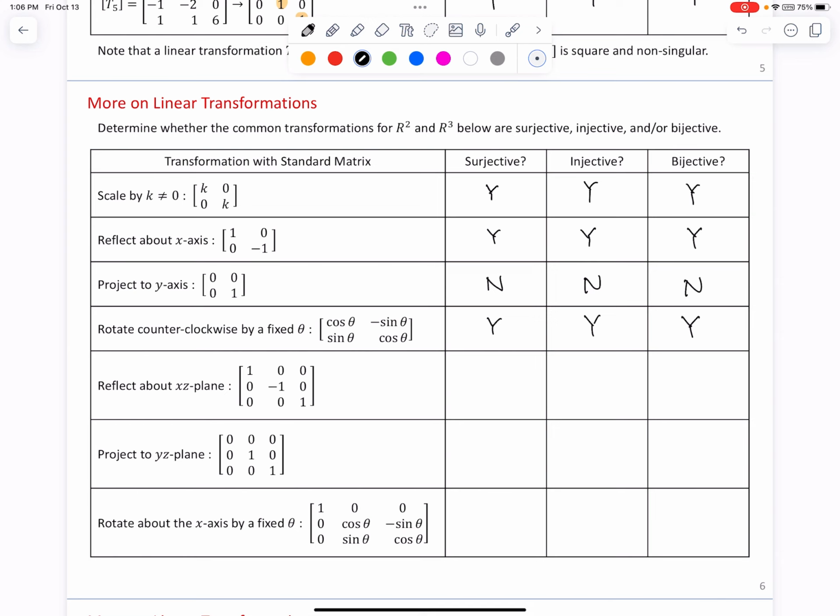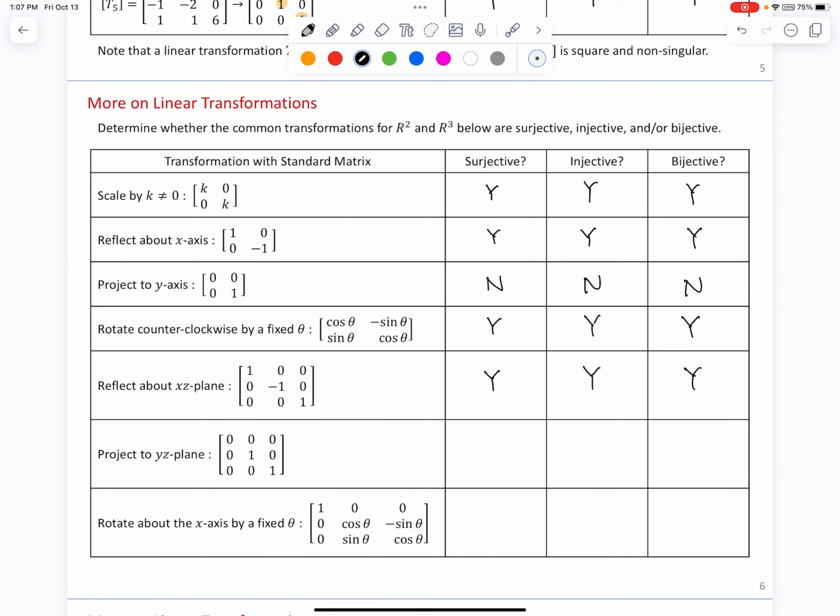Now, if we reflect around the xz plane, that means we change the sign of the y-coordinate. Every vector in R3 has a preimage. Every vector in R3 is possible in this transformation. We have a surjective transformation. The preimages would all be unique, so we'd have an injective transformation, therefore bijective. Also notice that the determinant of the square matrix would be negative 1, which is non-zero, therefore non-singular, which again confirms a bijective transformation.